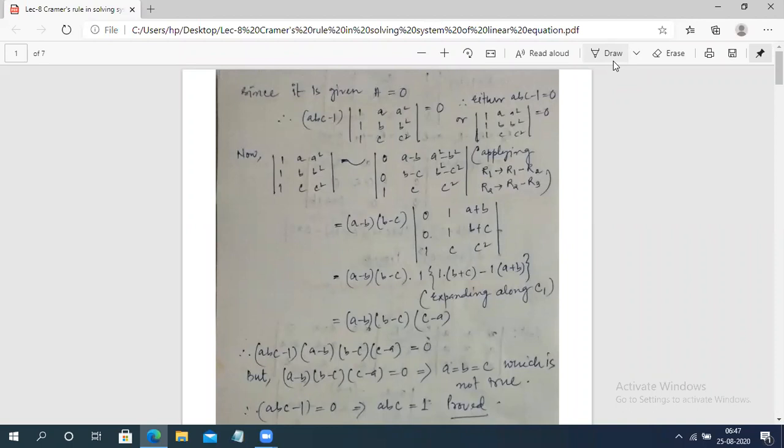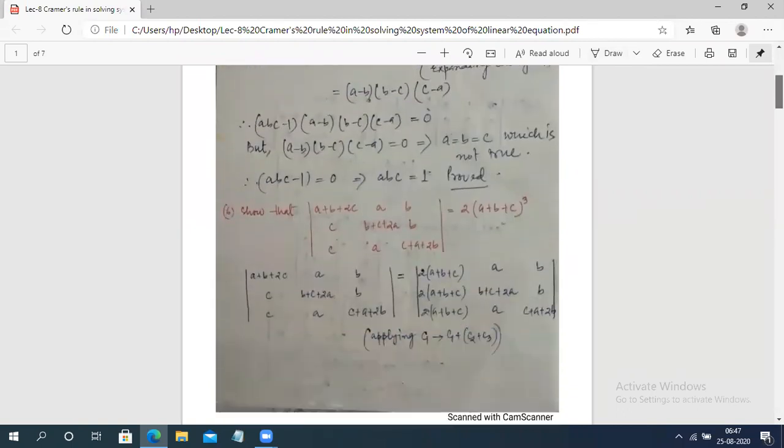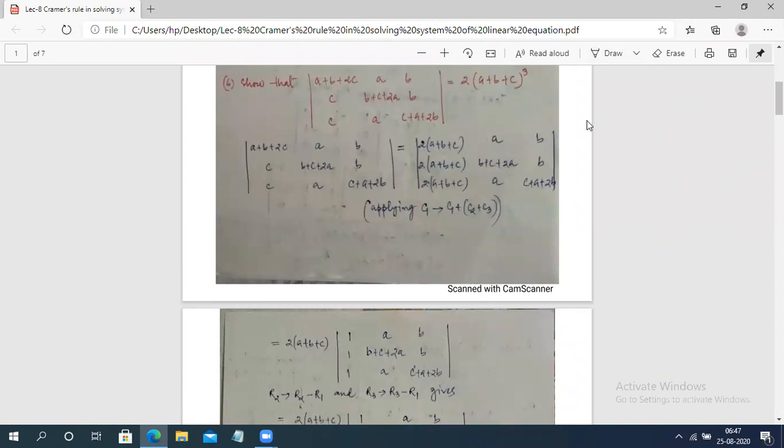In the last lecture, we discussed the basic properties of determinant and we are doing some problems given in exercise 1. So I will continue with those problems. And question number 6, you have to prove that this determinant value is equal to 2 into (a plus b plus c) whole cube.